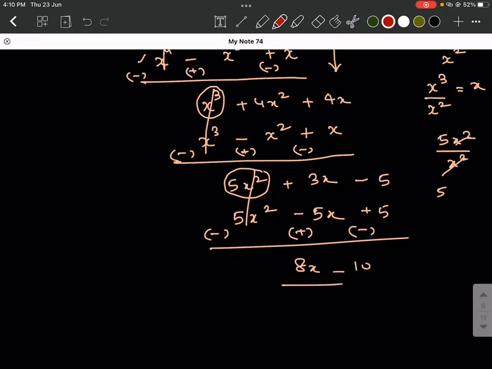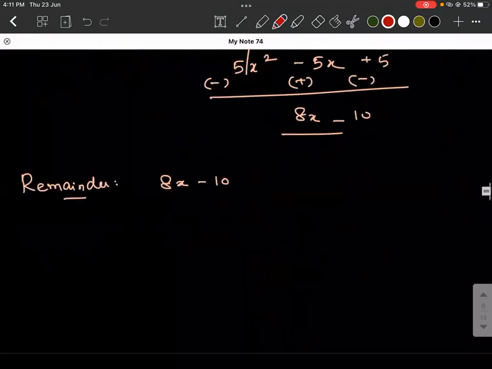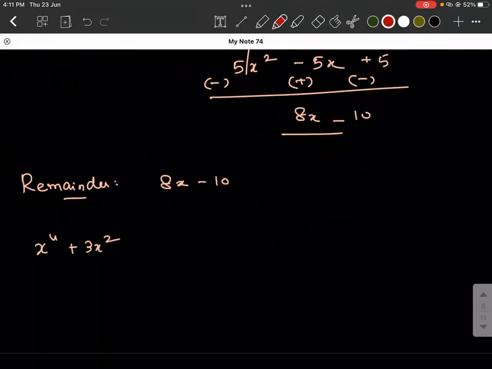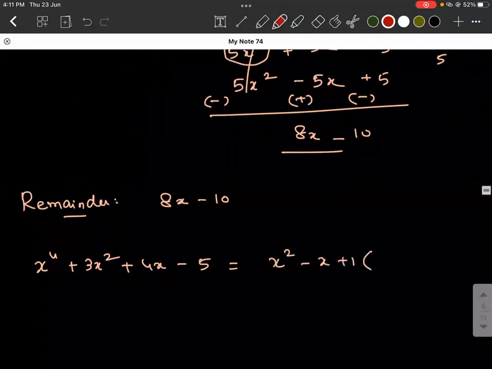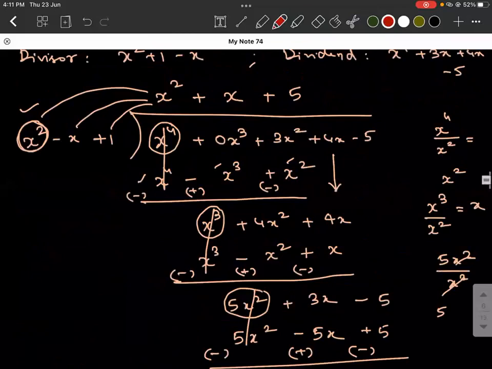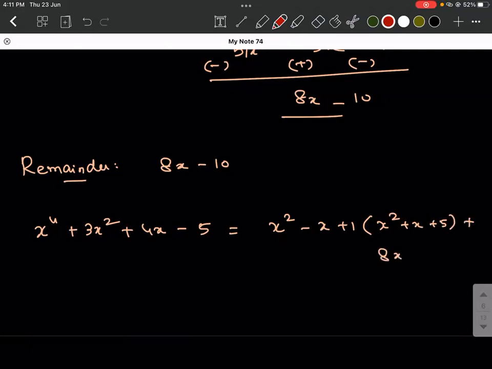So what did they ask in the question? Remainder is 8x minus 10. So the meaning of this question is, what is the given polynomial? x power 4 plus 3x square minus 1, minus 5, no? So this is equal to x square minus x plus 1 into x square plus x plus 5 plus 8x minus 10.